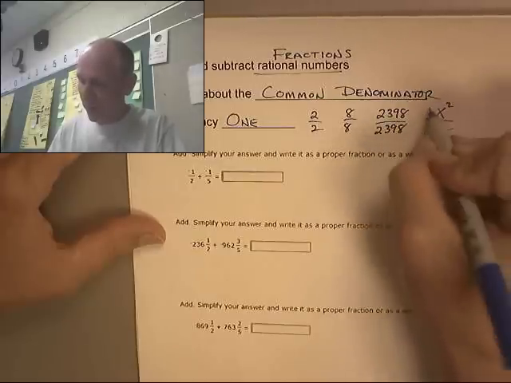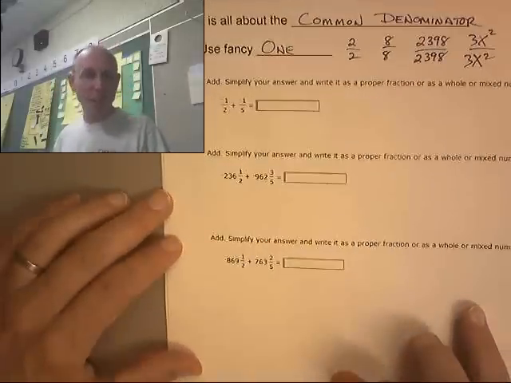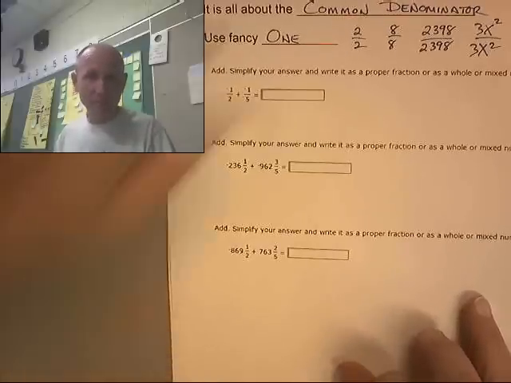So x squared over x squared, or 3x squared over 3x squared, that is a very, very fancy one. All right, let's actually do some math now and stop talking about our vacation houses.